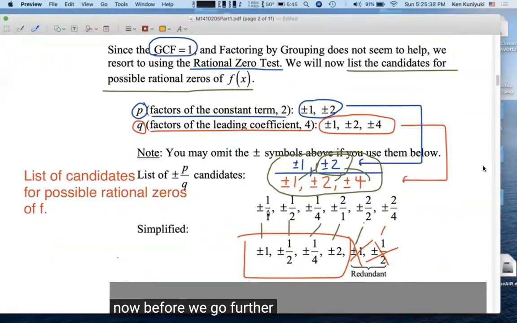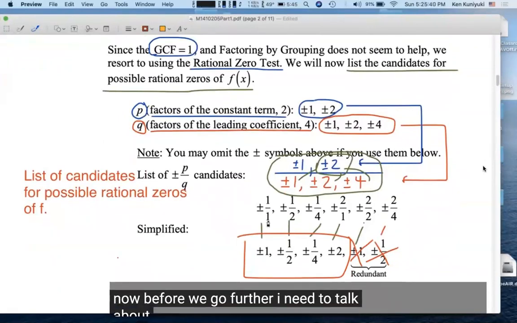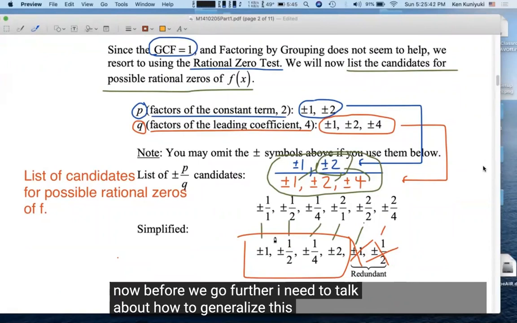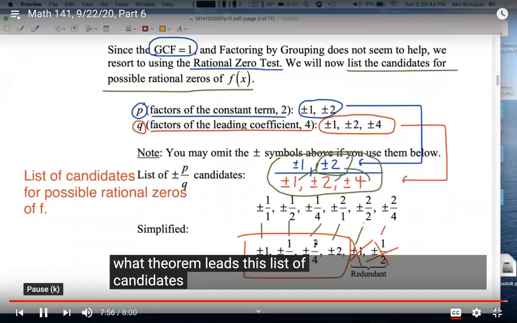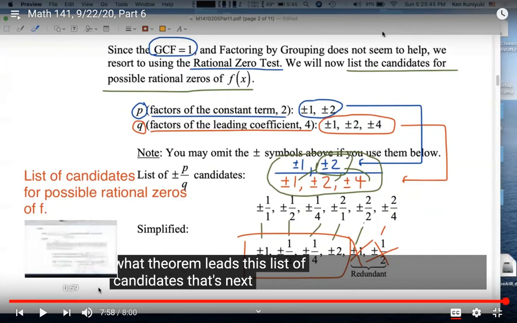Now, before we go further, I need to talk about how to generalize this. What theorem leads to this list of candidates? That's next. So what I did was I thought it would be easier to apply this theorem first and then state it. Because if I had started with the statement of the theorem, your eyes would start bleeding. And we don't want that. So I know this seems like a lot, but I think the example was better to start with. Any questions about the example? Okay. Because now I'm going to generalize it. How do you generalize this?